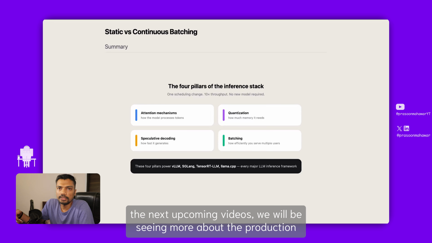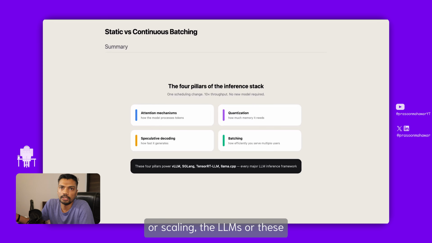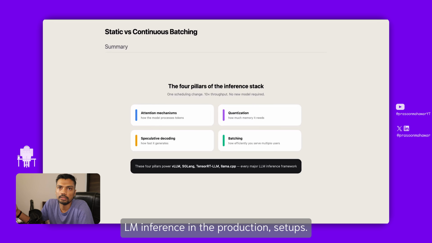In the upcoming videos, we will be looking more at production and scaling of LLMs, or LLM inference in production setups.